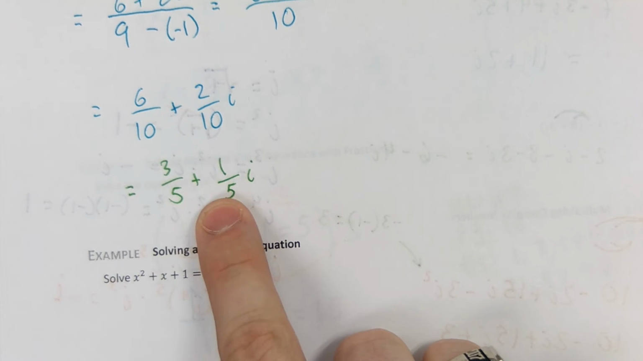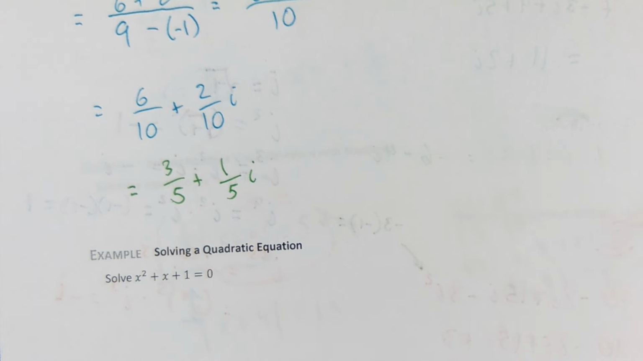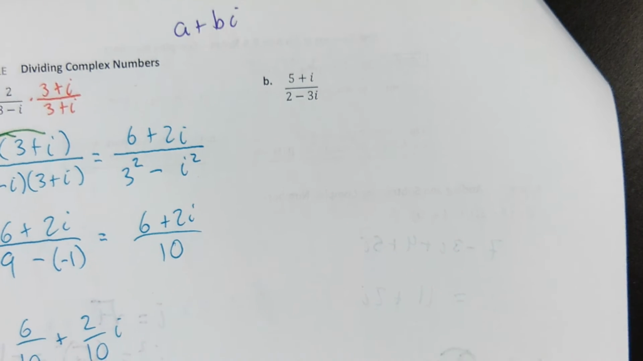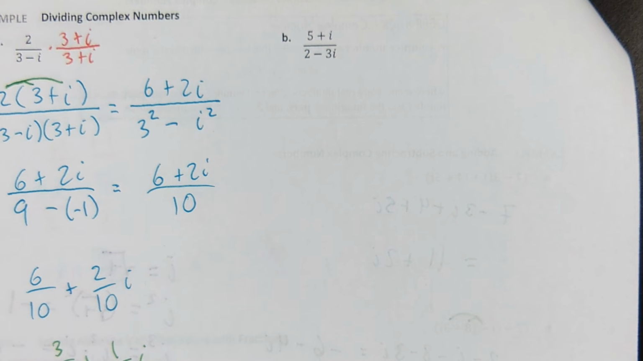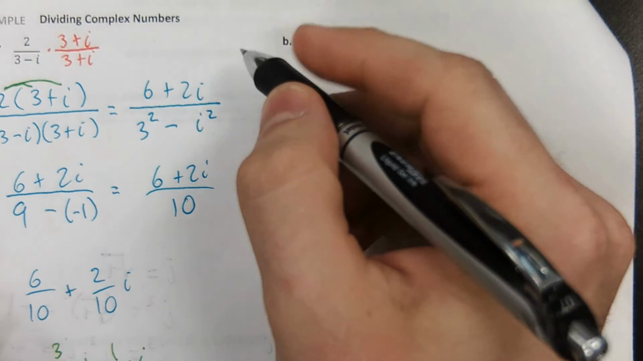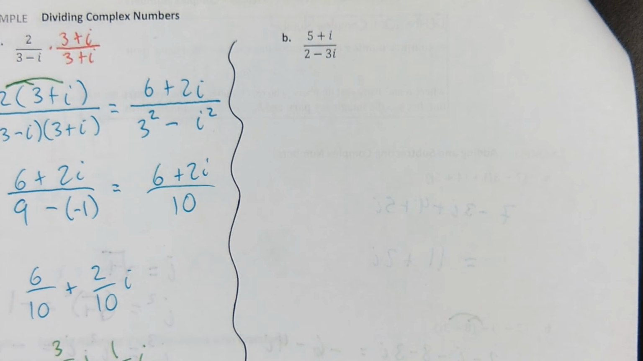So everybody's cool with this now? Then let's do it again. Only this time, we don't have a single real number in our numerator. We have a complex number, 5 plus i. The process doesn't change. If you have an i in the bottom of your fraction, you need to multiply the top and bottom by the complex conjugate.